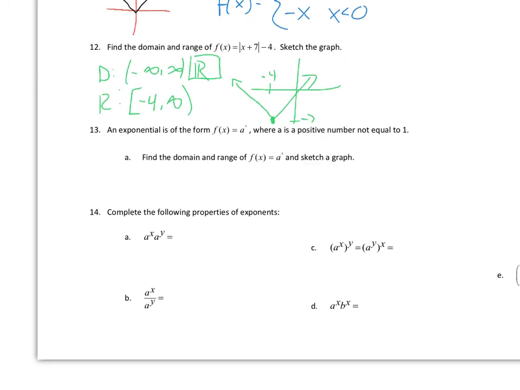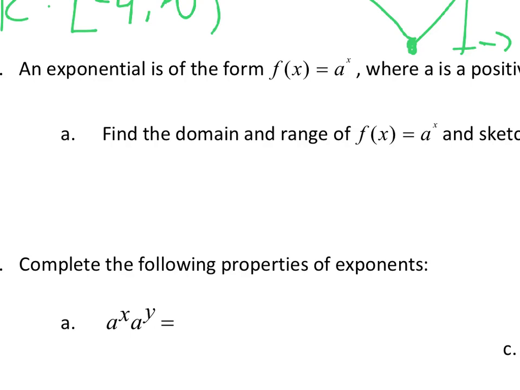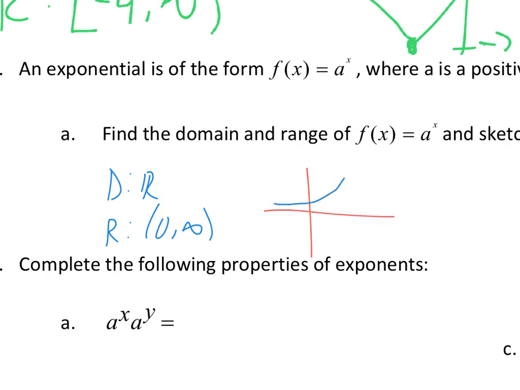Number 13 defines an exponential for you. Find the domain and range of an exponential. So the domain is all reals again. And the range, you should know, is 0 to infinity. You cannot raise a number to a power and get 0. You can get really close to 0, and hopefully graphically you know what an exponential looks like, and then you can make a connection between the graph and what the domain and range are.